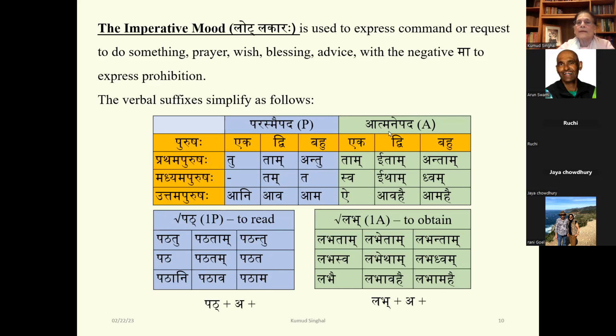So in Atmane Pada, you have tam, itam, antam. So again, take the dhatu labha plus a. So you have labhatam, labhetam, labhantam, labhasva, labhetam, and so on. So these are the conjugations of the dhatu pat in Lot Lakara and labh in Atmane Pada.